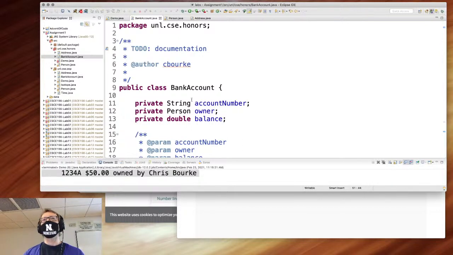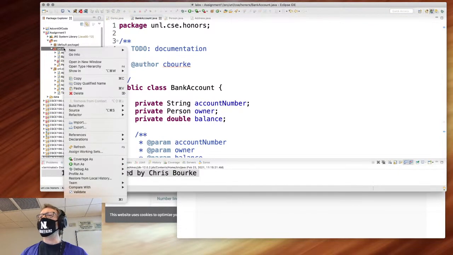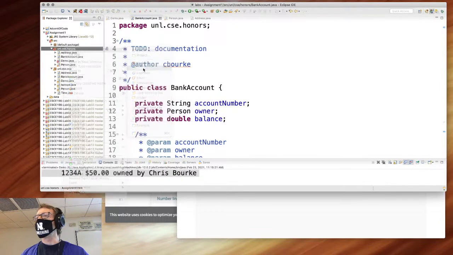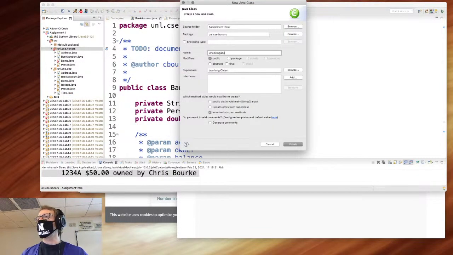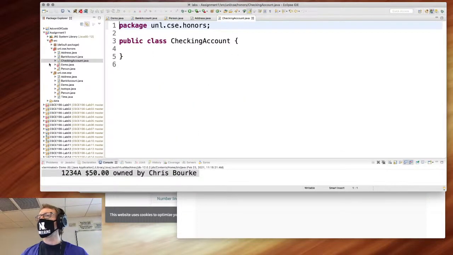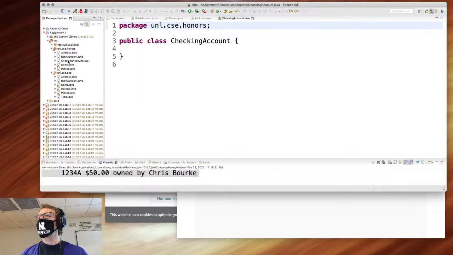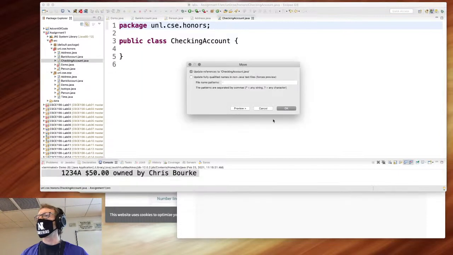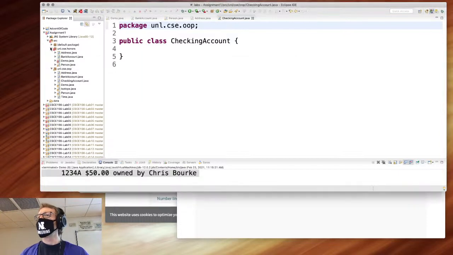Is there such a thing in real life as a bank account? Right? There's a concept of a bank account, but what's one particular type of bank account? A savings account and a checking account. Those are the two most common types of bank accounts. So I want to go ahead and create a checking account and a savings account here. Let me go ahead and create checking account. And I will also, oops, sorry, this should be in that other package. Let me go ahead and drag and drop it over here. Yeah, and get rid of this.